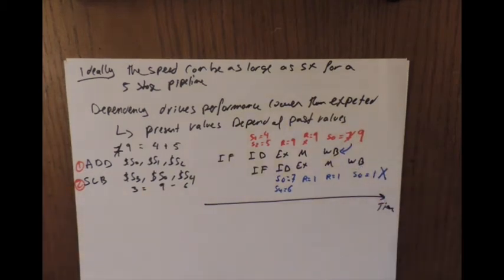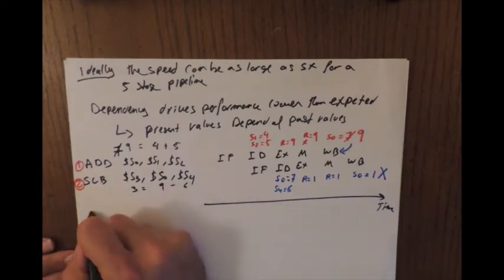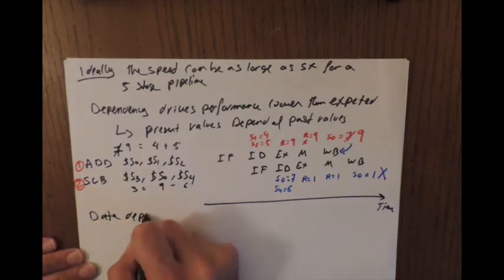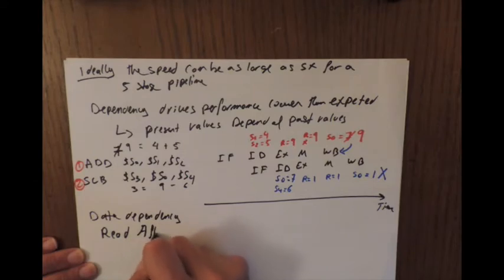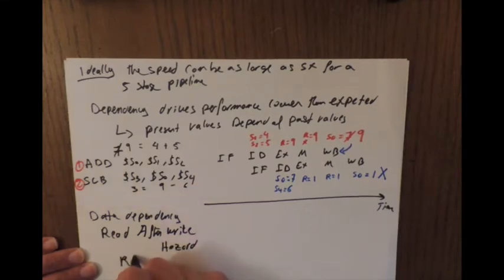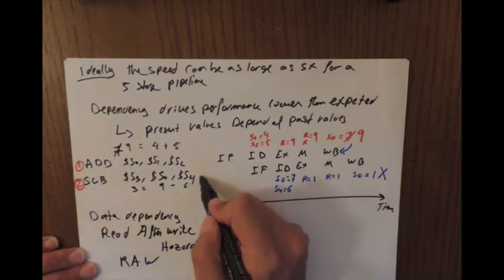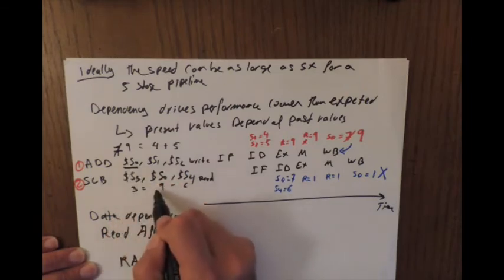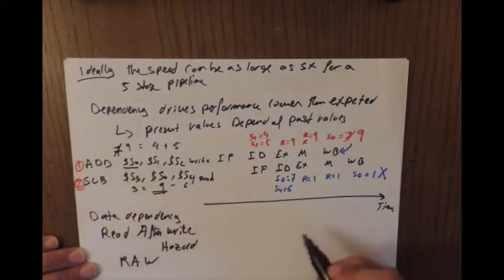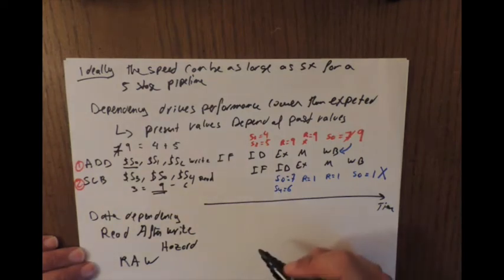So this is called a data dependency, and this is called a read after write hazard, or RAW. I'm reading here, and here we have a write. Check this: this is the write, and this is the read. So this dependency is actually making things worse.